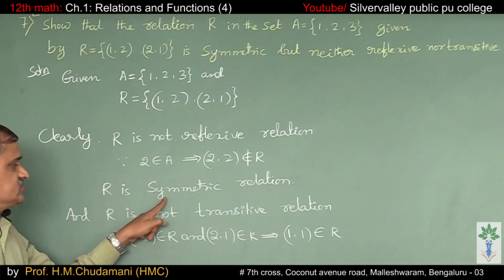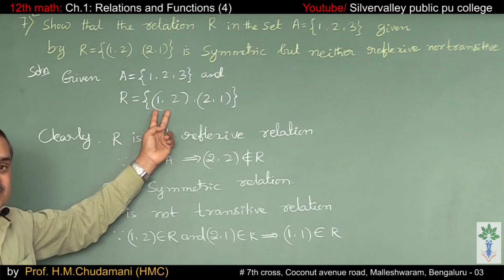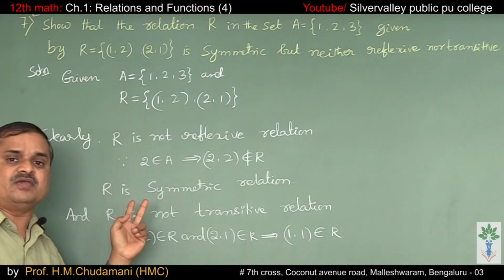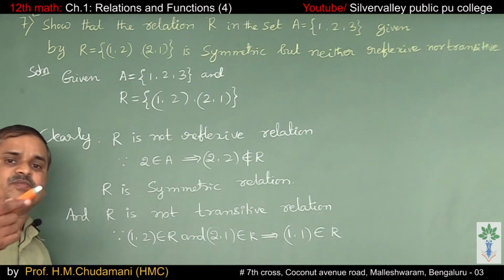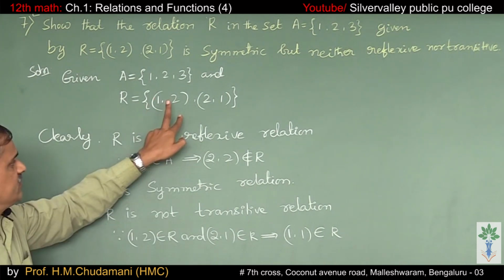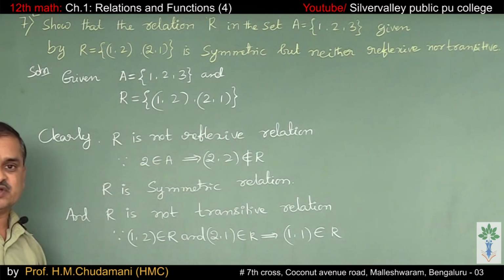Clearly, it is a symmetric relation. Symmetric means for all, if (a, b) belongs to the relation, then (b, a) belongs to the relation. (1, 2) is there. If you reverse that, it is there in the relation. That's why it is a symmetric relation.